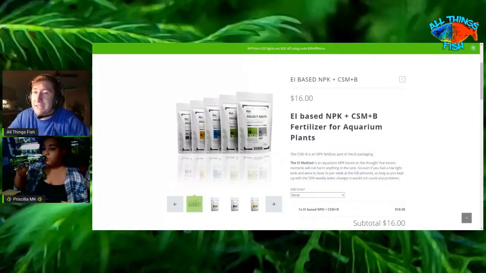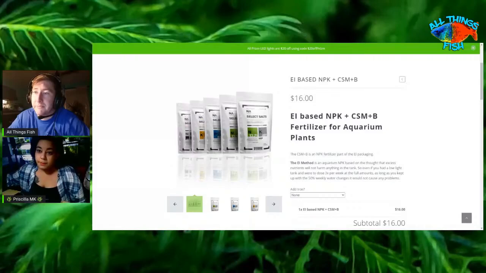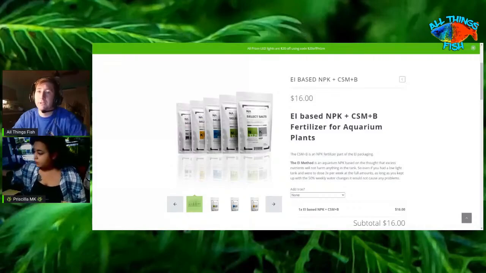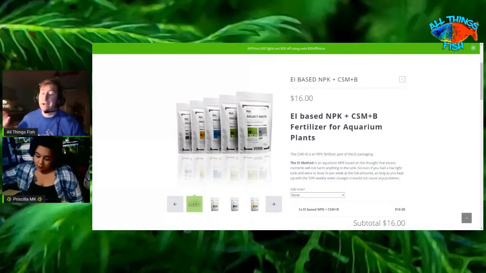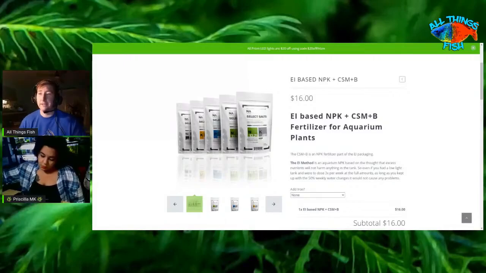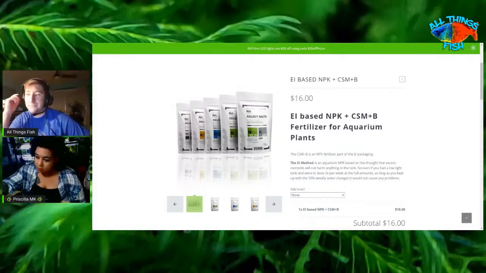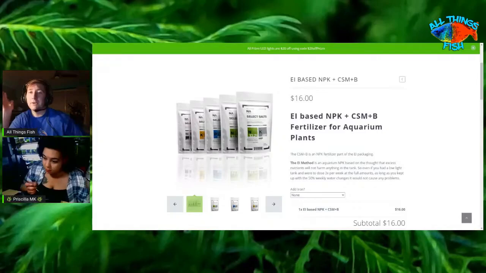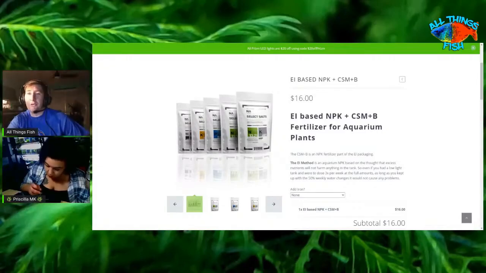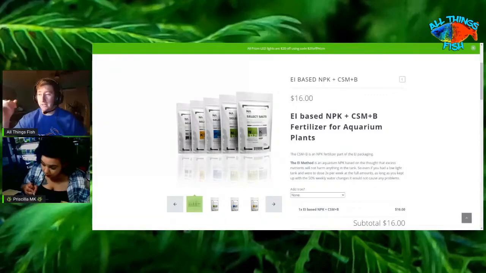And for $16, one of these packs, like I have shown here from Cullen, will dose my 125 gallon high-tech, high light, CO2 injected tank for a year and a half, two years plus. I still have some fertilizers that I bought from Cullen several years ago. They go a lot farther. They don't go bad. It's a great budget option, and it gives you the option of tweaking.